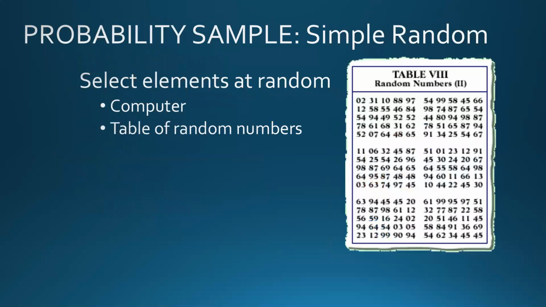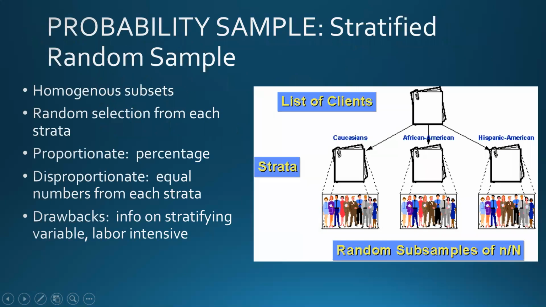Another method of selecting a simple random sample is using a table. In this case, again, you go ahead and assign everyone who comes into the study a number, and then you use a table such as this. And when you have these numbers, you would take subject number 2, subject number 31, subject number 10, subject number 88. And so you use this table of random numbers to select the people who will participate in the sample.